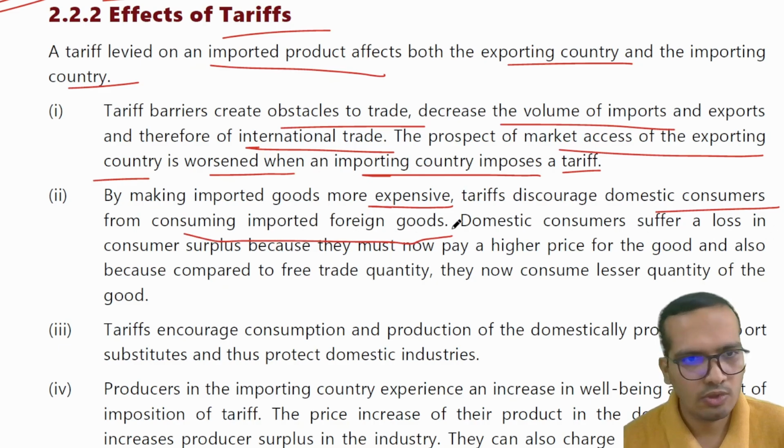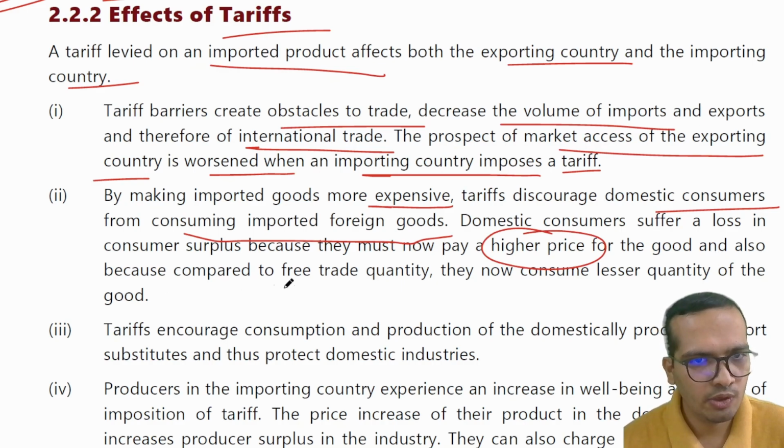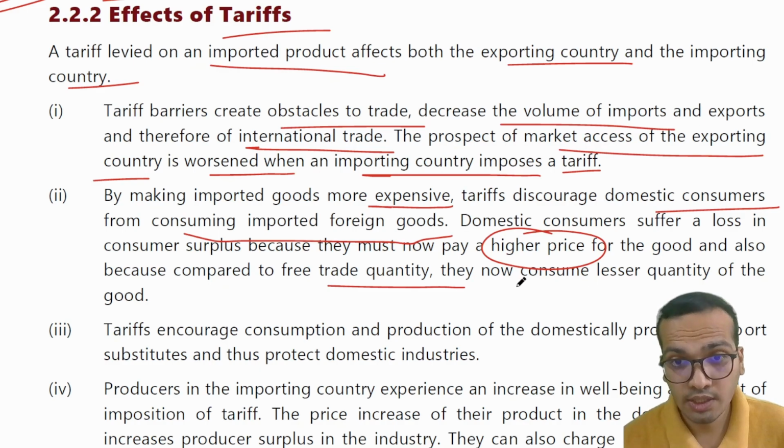Domestic consumers suffers a loss in consumer surplus because they must now pay a higher price for the goods, and also because compared to free trade quantity, they now consume less quantity of the goods.